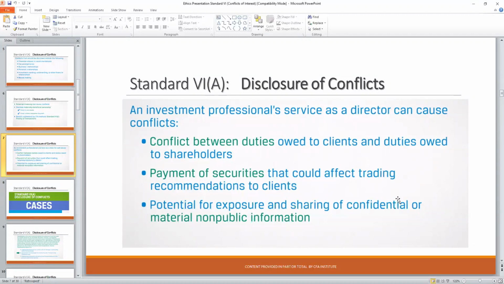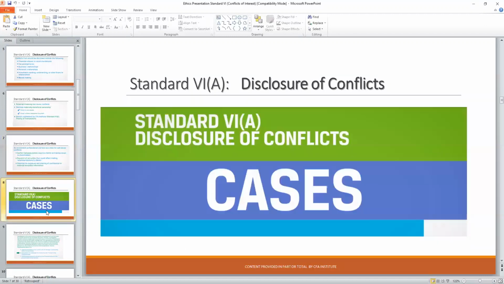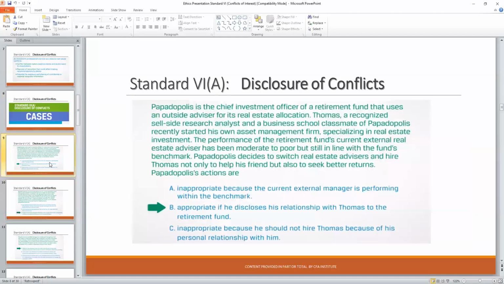Your employer may ask you not to be on the board of directors of a particular organization because of the apparent conflict, whether it be real or not. So that's something that you'll have to consider in terms of your employment. So here are some case studies with regard to Standard 6A.